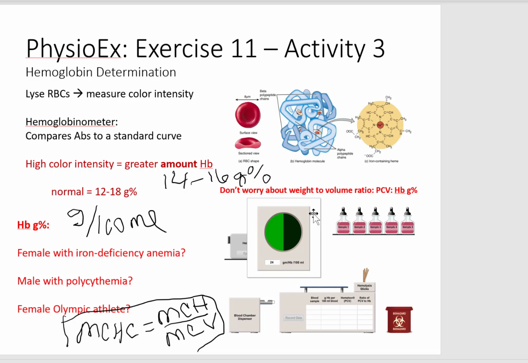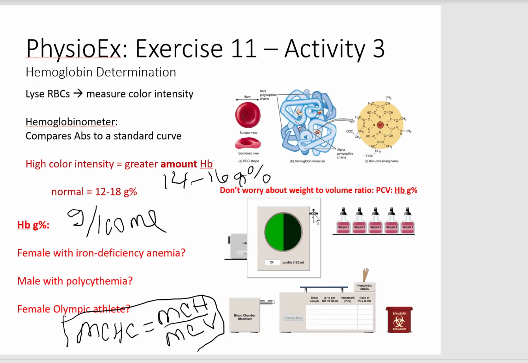That means the last column, PCV to HB ratio, you don't need to worry about. The middle column, hematocrit, you don't really need to worry about because we've already discussed a PhysioEx on that. That was activity 1. We know what hematocrit is. Let's just look at the grams percent for these patients. We had a healthy female and a healthy male. Both of them were in our class standard range of 14 to 16 grams percent.